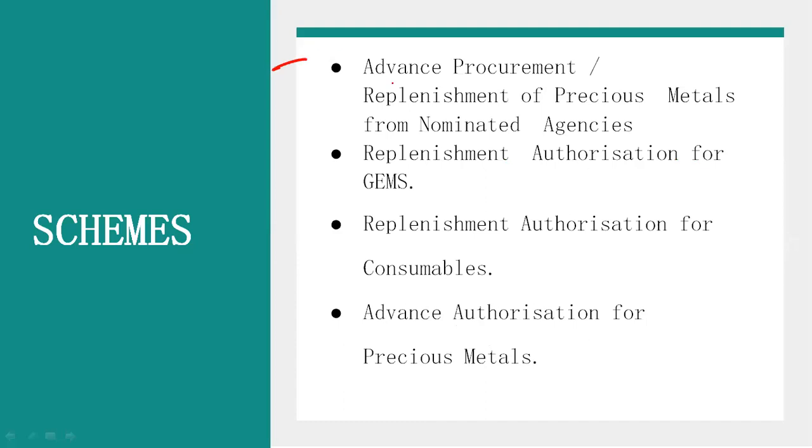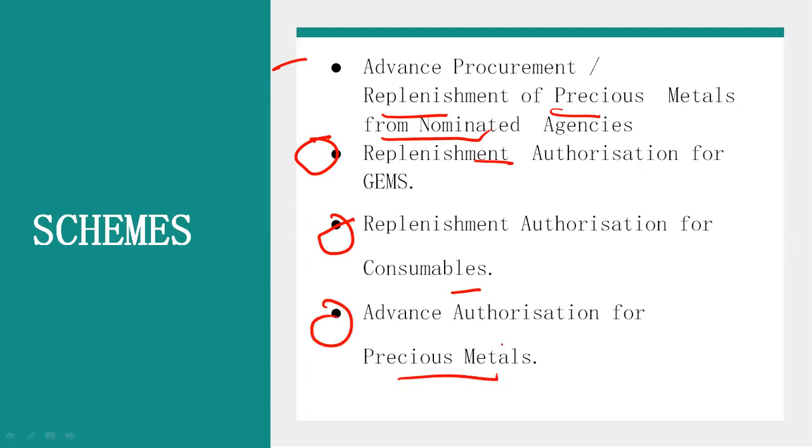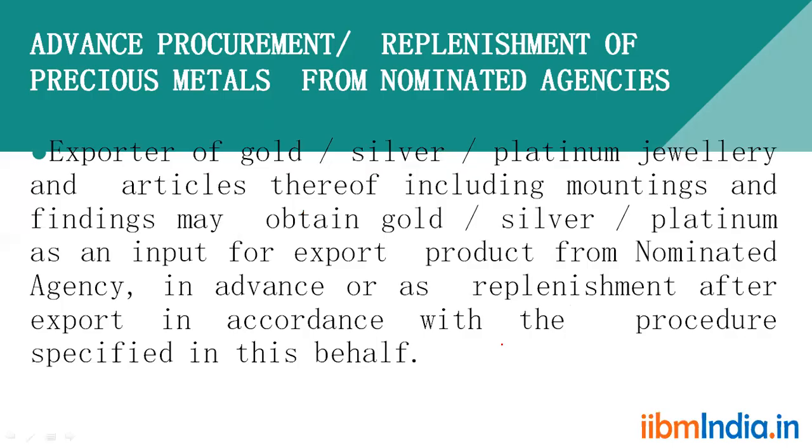Scheme: advanced procurement, replacement of precious metals from nominated agencies, replacement authorization for gems, replacement authorization for consumables, and advanced authorization for precious metals.